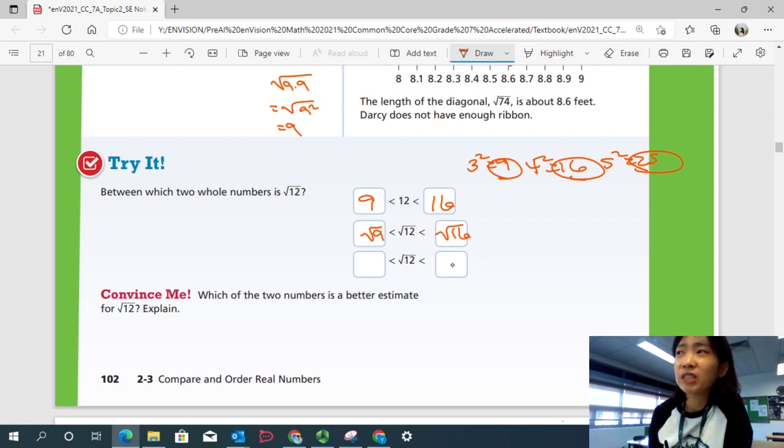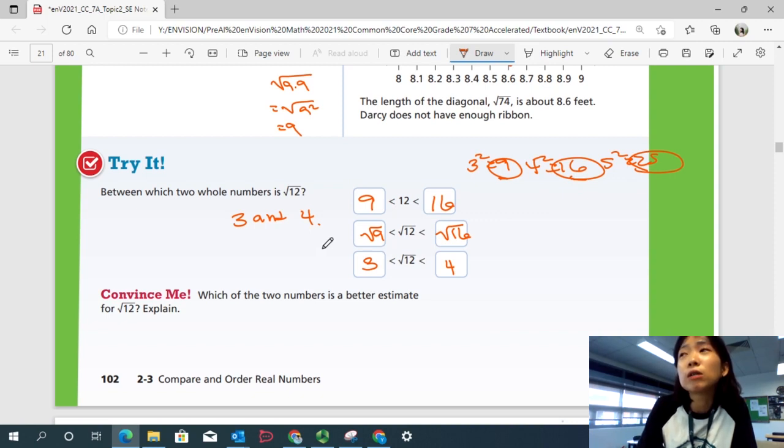Does that make sense? And so square root 9 is 3, square root 16 is 4, so square root 12 is between 3 and 4. So between which two whole numbers is square root 12? You can say 3 and 4. If you got a more accurate, approximate answer than that, good for you. Let's look at convince me. Which of the two numbers is a better estimate for square root 12? As explained, is square root 12 closer to 3 or 4?